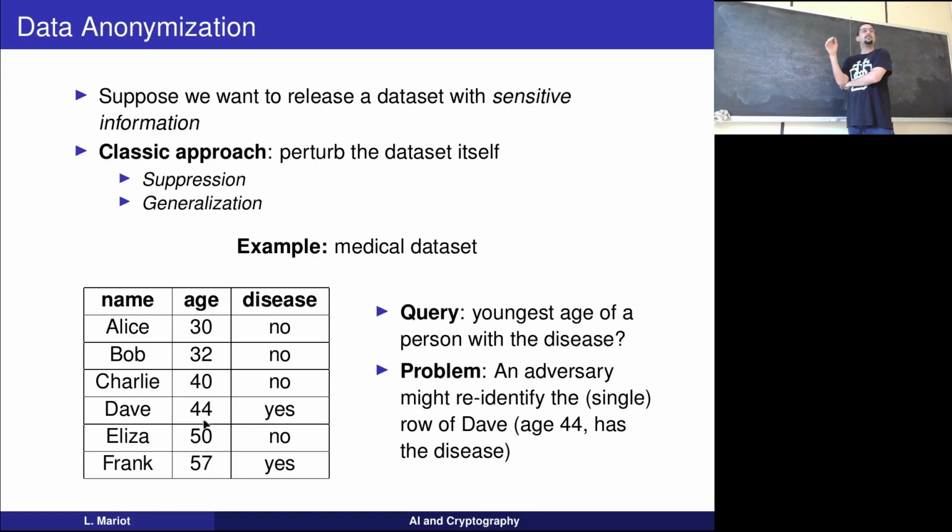And after that, even if we don't have the name for that particular row, maybe our adversary is able to re-identify by combining this anonymized database with another database where there is the name, and the fact that for some reason that particular patient was inside the hospital in a certain period. So in this way, by crossing these two databases, we are able to re-identify that the youngest person having the disease is Dave in this case. So naive approaches don't work in general.